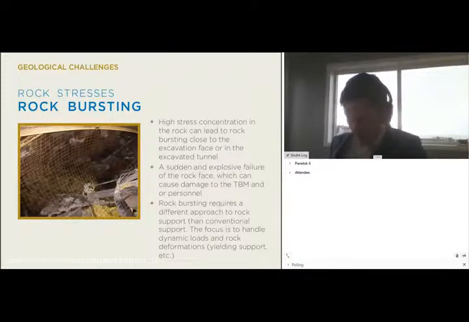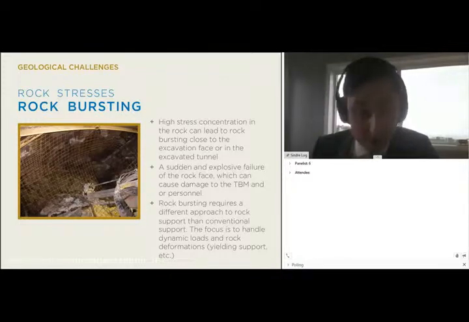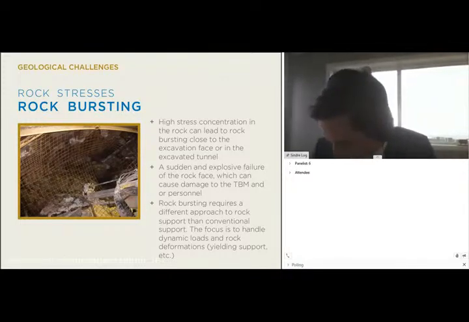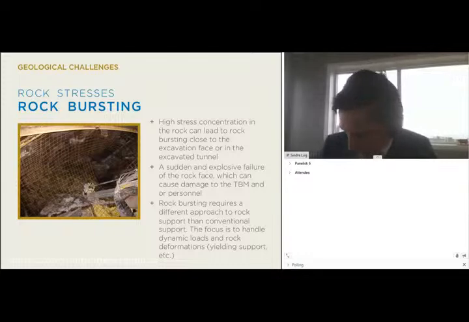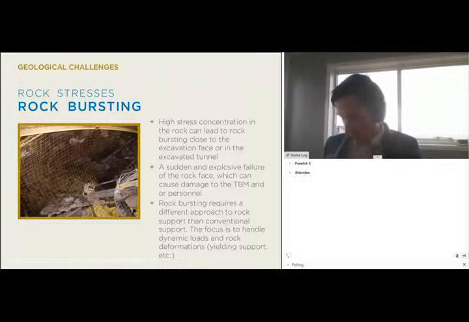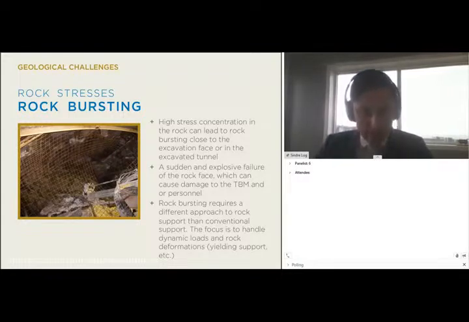Rock bursting. That's one of the most fascinating and most dangerous geological conditions that can be encountered. Very high rock stresses can be due to high overburden, basically just the weight of the rock above you, but it can also be induced by geological processes, tectonics or whatever. Rock bursting is caused by high stresses in the rock mass that exceed the rock's capability to handle.